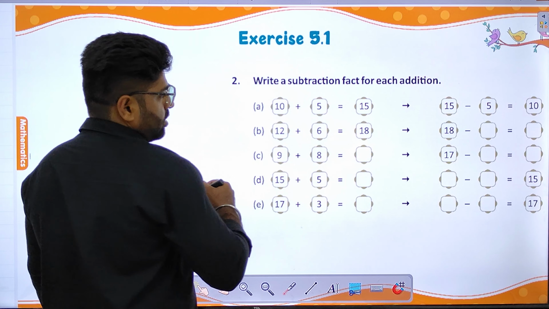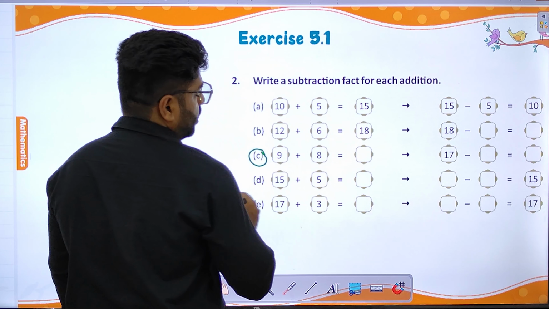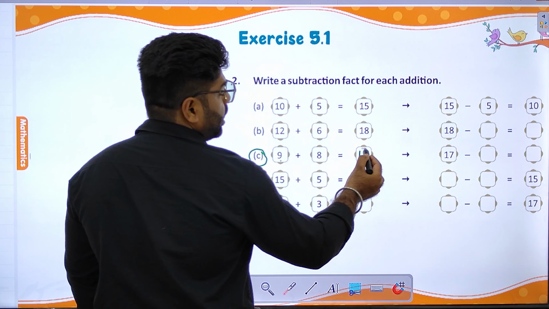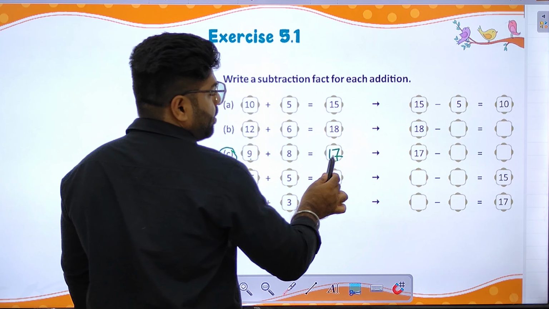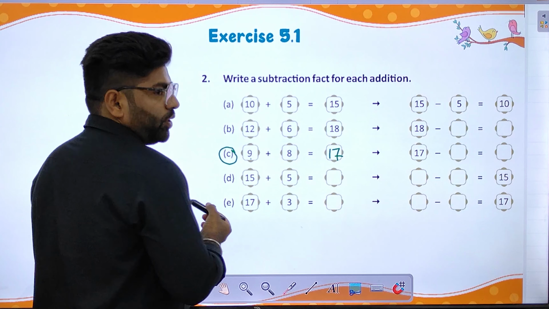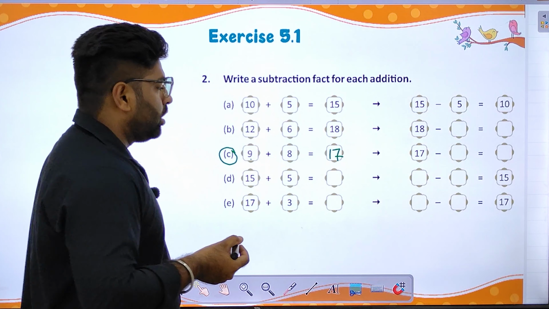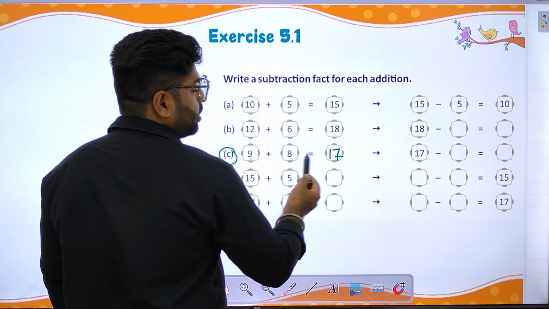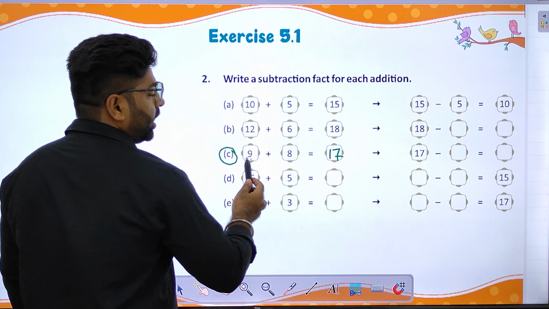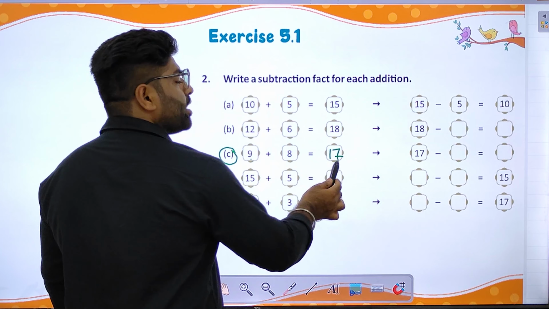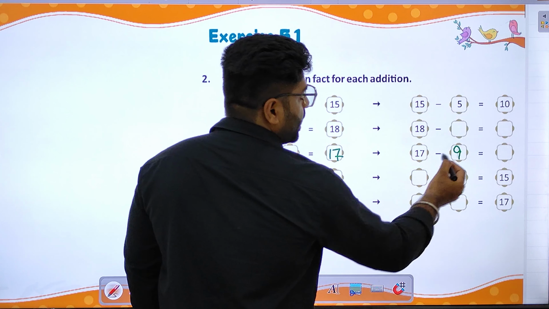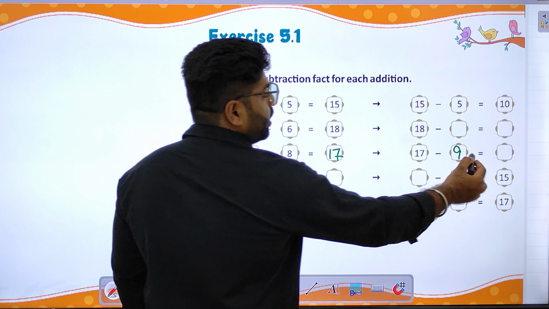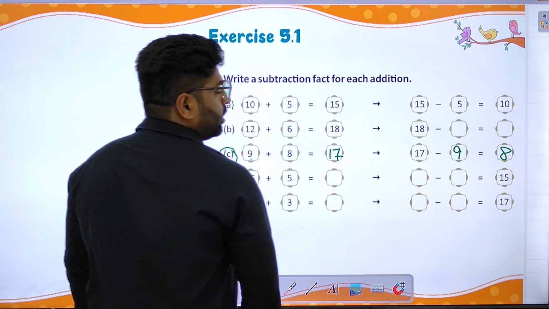Sure. So let's discuss C part. 9 plus 8, we are having 17. Here 9 plus 8 is 17, and 17 is our minuend, or larger number. If we subtract 8 from 17, then we will have 9. If we subtract 9 from 17, we will have 8. So we will take 9 as a minuend, and we will have a difference of 8.